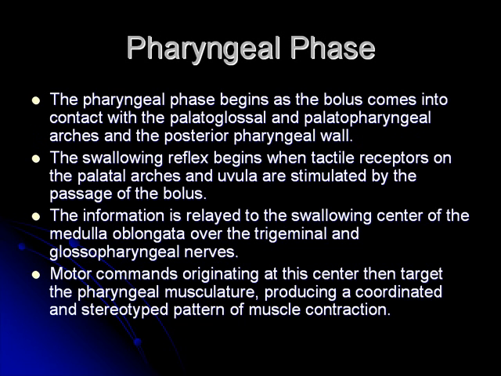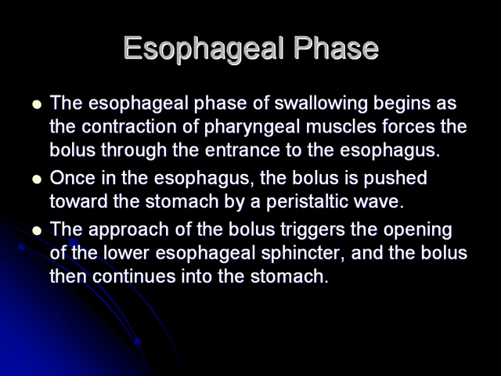The pharyngeal phase begins as the bolus comes into contact with the palatoglossal and palatopharyngeal arches in the posterior pharyngeal wall. The swallowing reflex begins when tactile receptors on the palatal arches and the uvula are stimulated by the passage of the food bolus. The information is relayed to the swallowing center of the medulla oblongata over the trigeminal and glossopharyngeal nerves. Motor commands originating at this center then target the pharyngeal musculature, producing a coordinated and stereotyped pattern of muscle contraction.